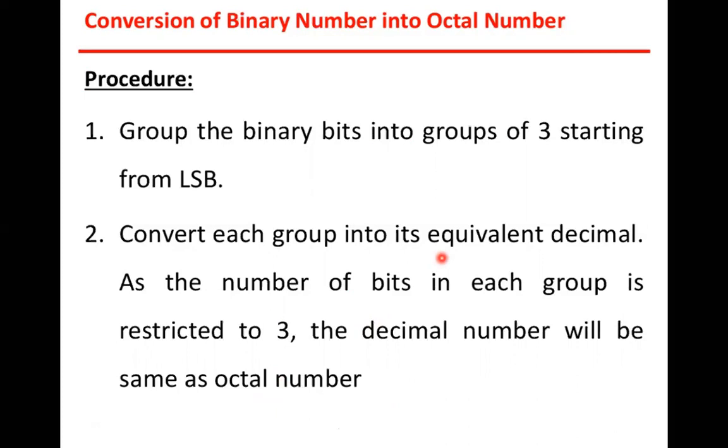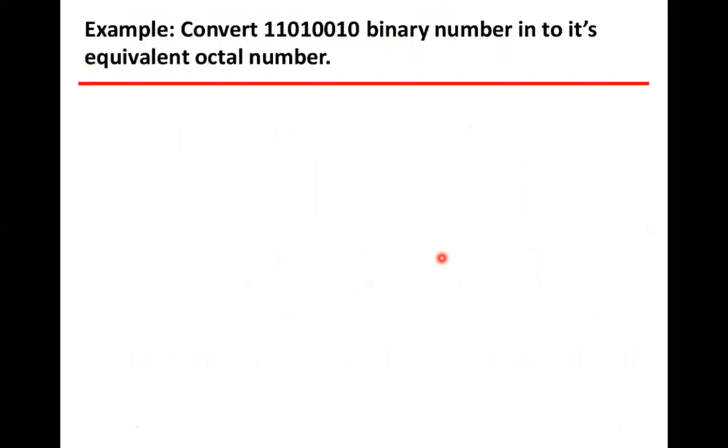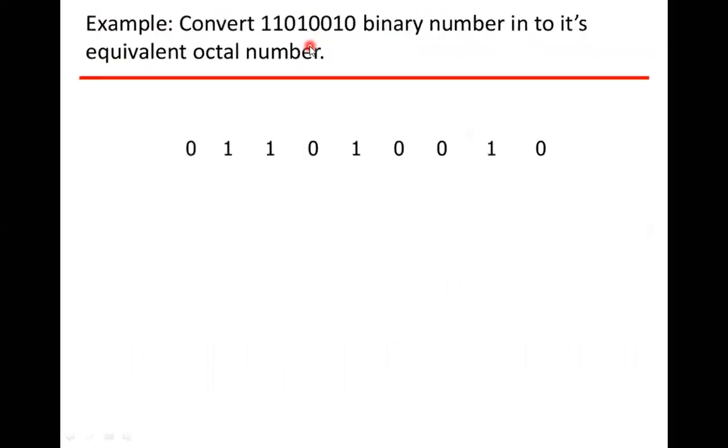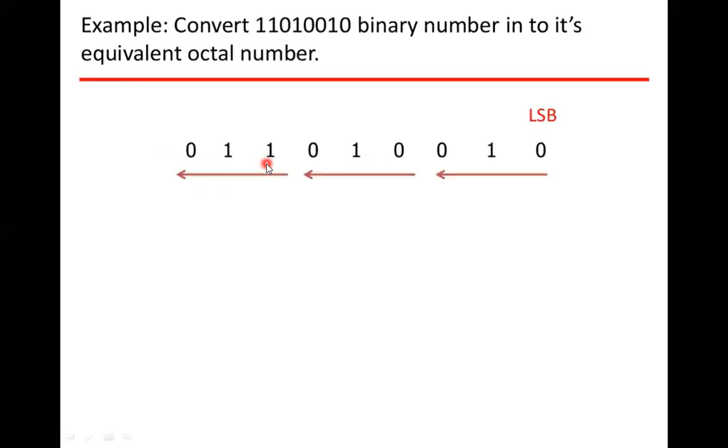Convert each group into its equivalent decimal. As the number of bits in each group is restricted to 3, the decimal number will be the same as the octal number. It is as simple as that. Now we are taking an example, 11010010. This is the number we are taking, and this should be converted into the octal number system. From the least significant bit, we will make groups of 3 digits: 010, again 010, and this will be 011. You see this? Grouping 3, 3.